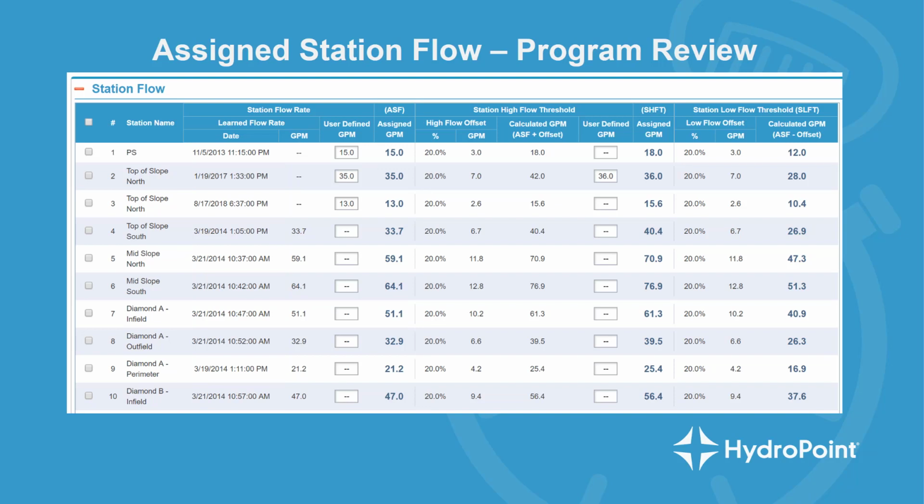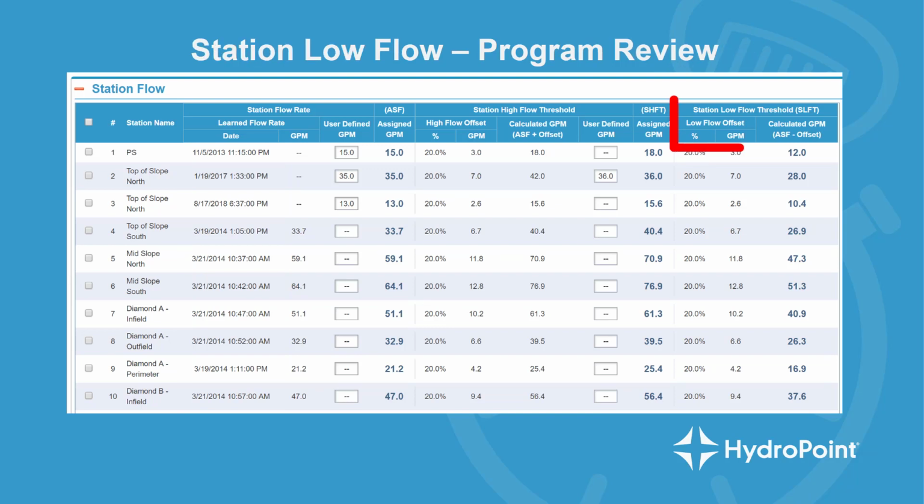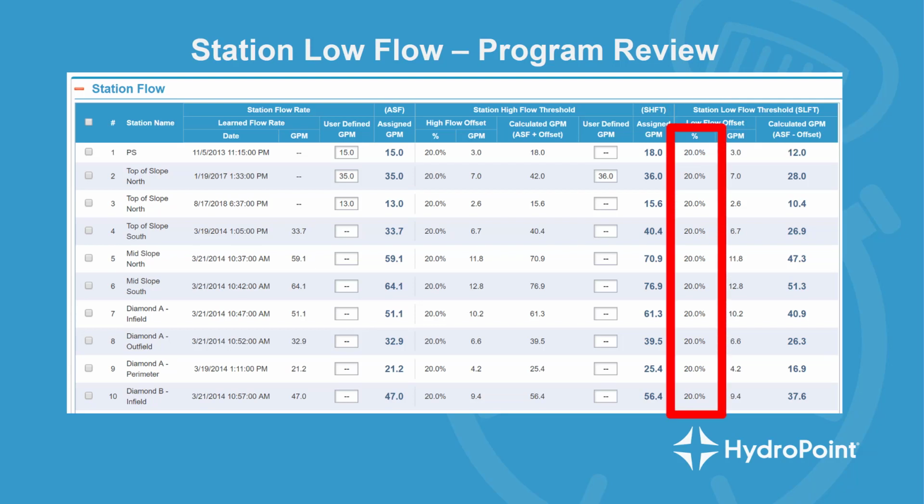The tricky part of understanding this assigned station flow value is that this value reflects that moment in time, but based on natural fluctuations in pressure, a station's flow value might be slightly different every time the system runs. To account for this, when calculating a station low flow threshold, the WeatherTrack will apply a certain percentage below the assigned station flow rate to avoid false station low flow alerts.